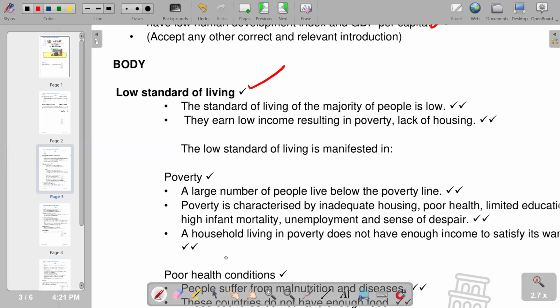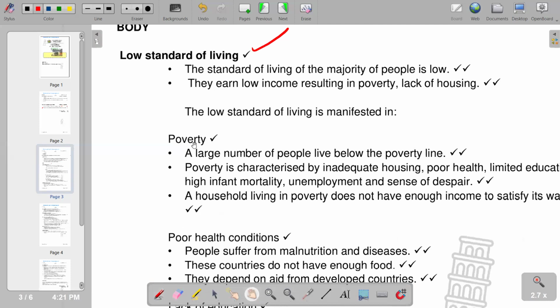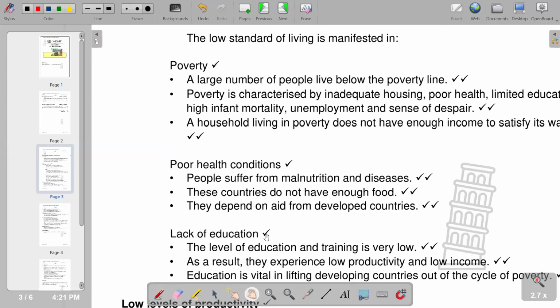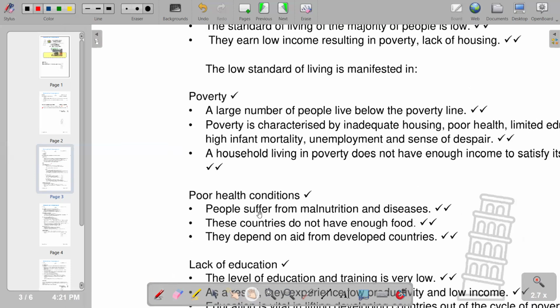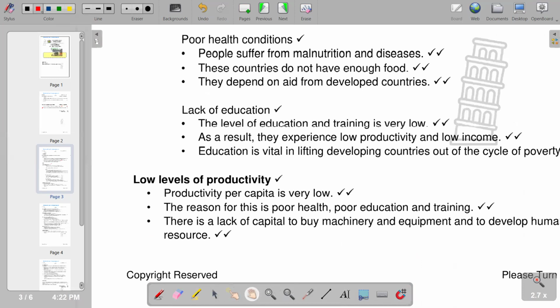Then I will say that we can also have a continuation on low standard of living, which is also enhanced by poverty and poor health conditions. There is also a lack of education. So these are the main components leading to a low standard of living. Then we go to the second characteristic: low levels of productivity. Economic activity in developing countries is negatively affected, leading to lower levels of productivity. That is, productivity per capita is very low.